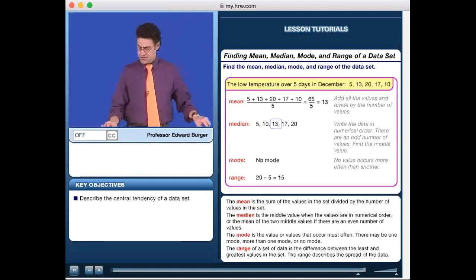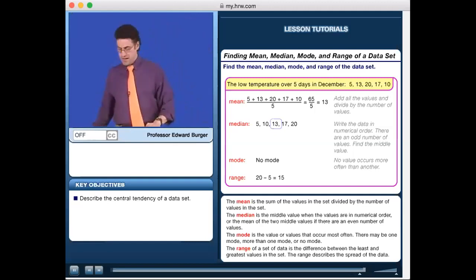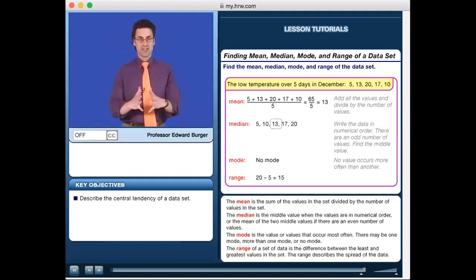Again, these are all measures of central tendency that allow us to understand how the data is spread out, clustered together, and where that average is.